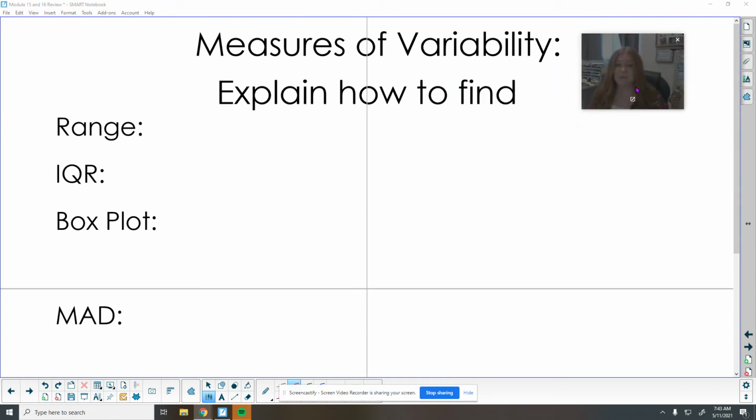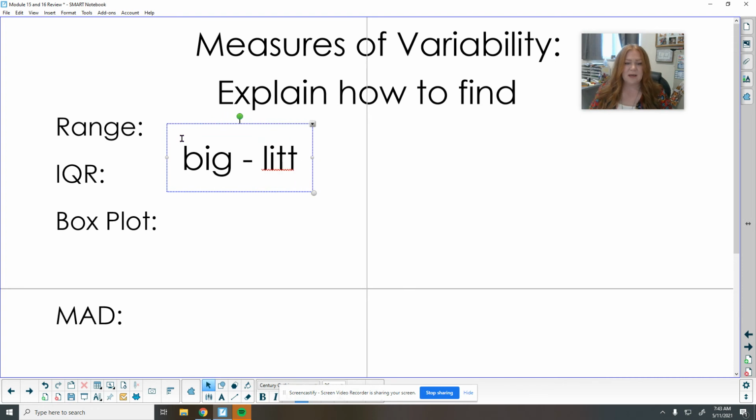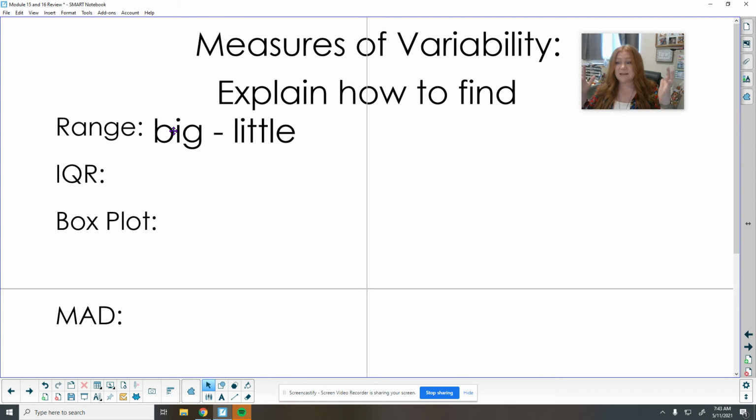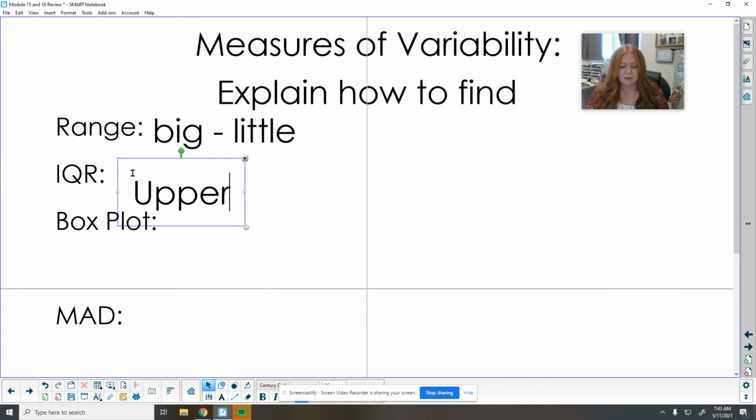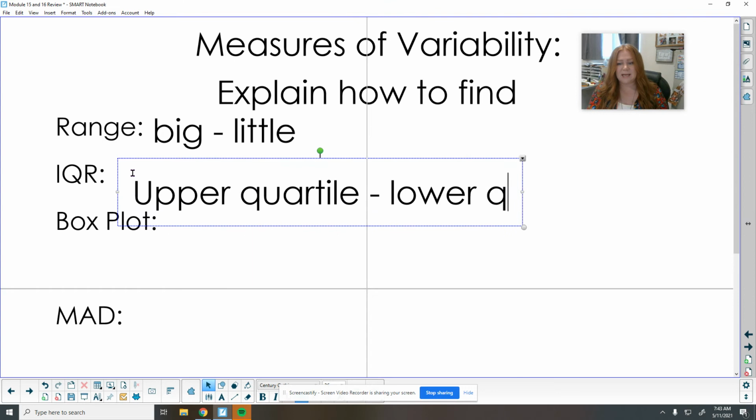Okay, we're going to move on to our measures of variability. So the range is when we take the biggest and we subtract the littlest amount. So it's telling us overall how the data is spread out. So bigger number is going to be a bigger spread, smaller numbers, smaller spread. So to do the IQR, we take the upper quartile and we subtract the lower quartile.